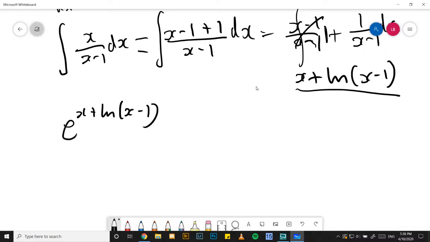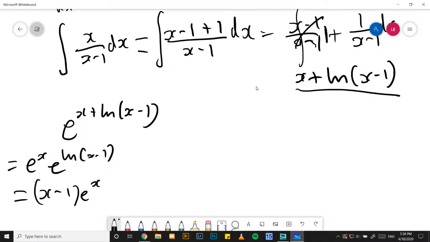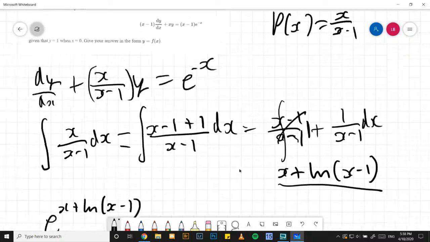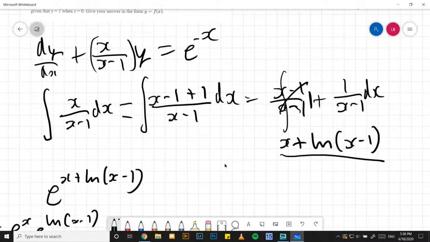But notice, this is the same as saying e to the x times e to the ln of x minus 1. So e to the ln of anything is just that anything. So it's just equal to x minus 1 times e to the x. And that's what our integrating factor is, and that's what we need to multiply everything in the equation by.